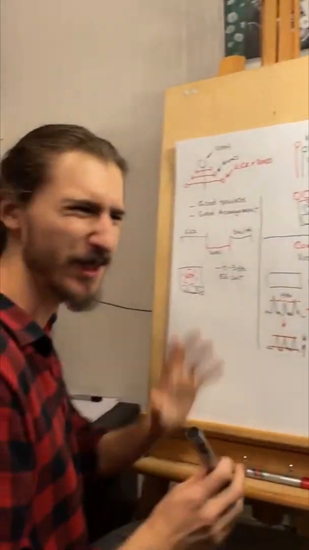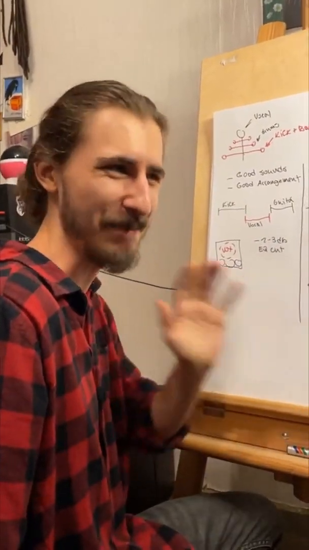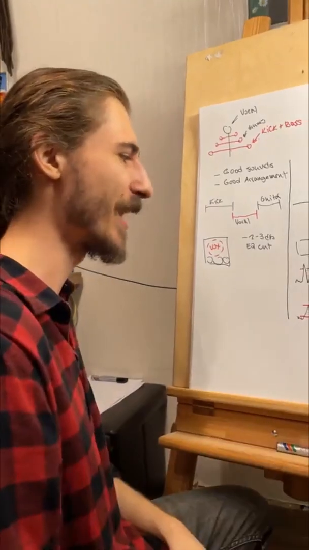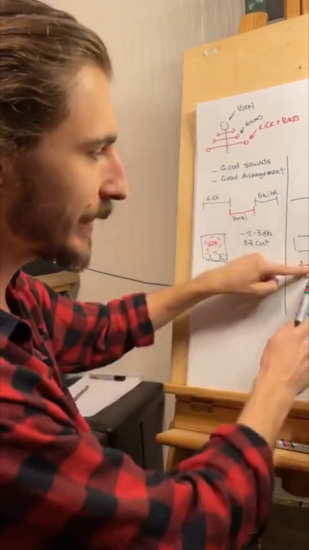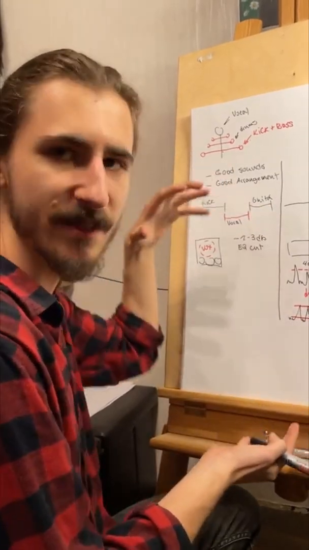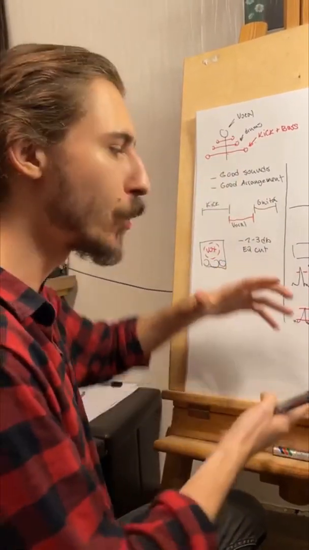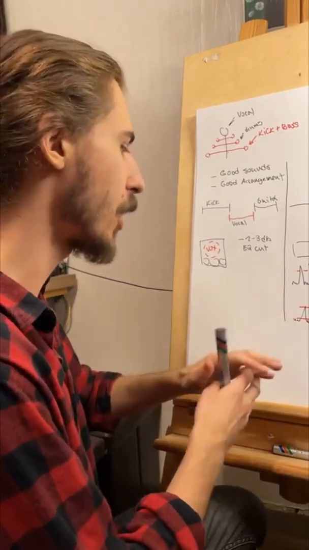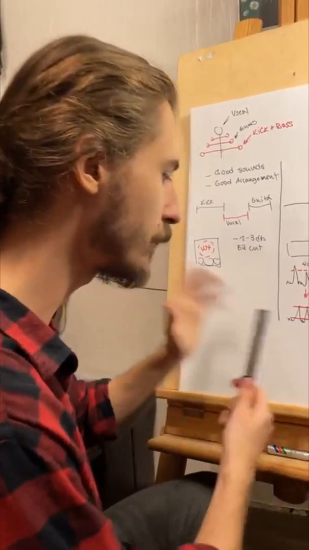Let me know in the comments, because sometimes it's pretty hard to explain compression on the whiteboard. But basically, we turn this into something more flat. It becomes flatter. We have less peaks, less dynamics. Maybe I could give you one more example.